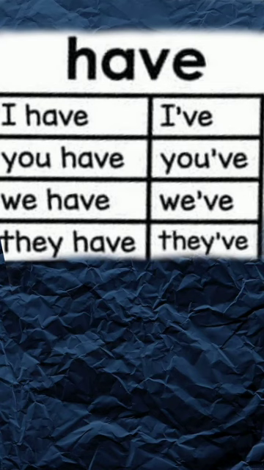The next one is have. I have is written as I apostrophe ve. You have, you apostrophe ve. They have, they apostrophe ve. Here we have dropped the letters h and a. Instead of h and a, we put an apostrophe and then we write ve.